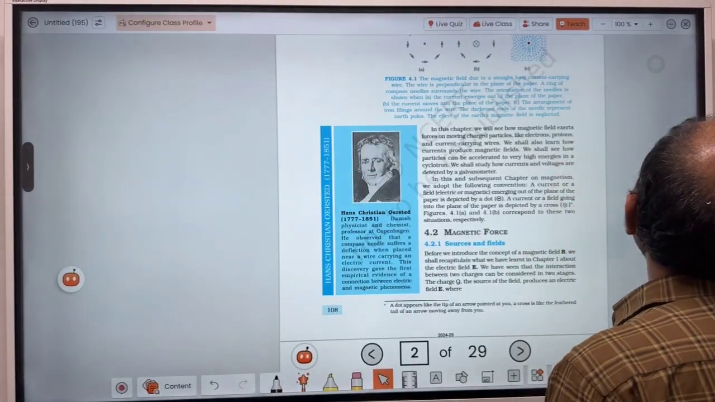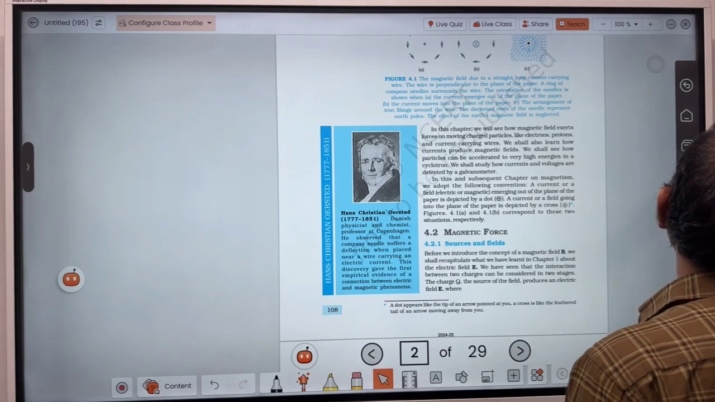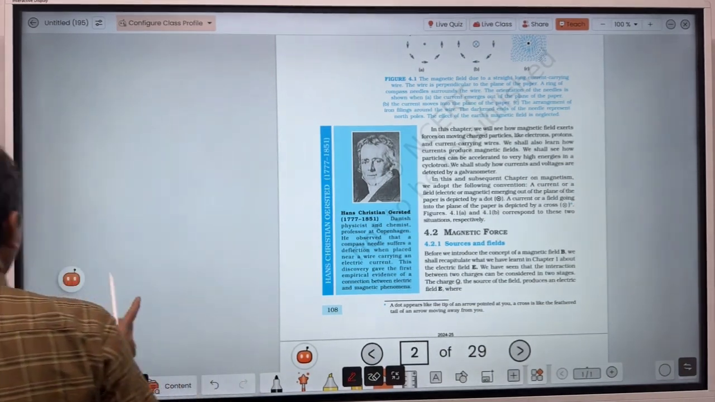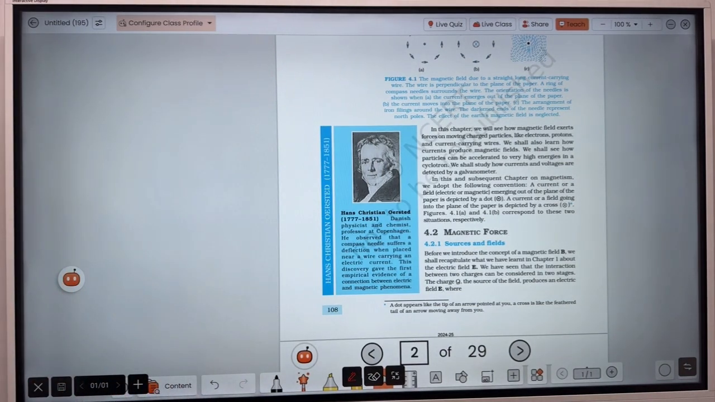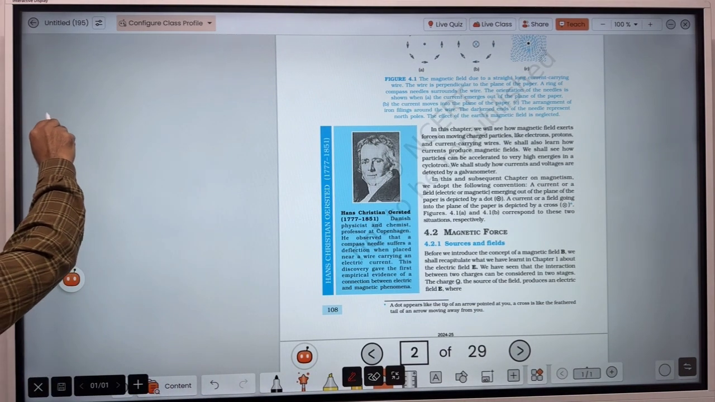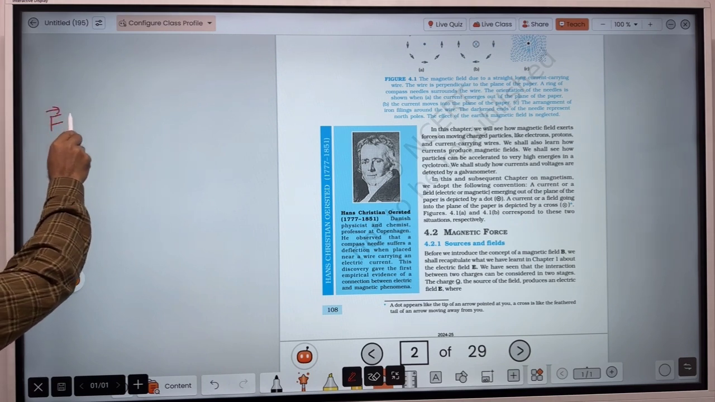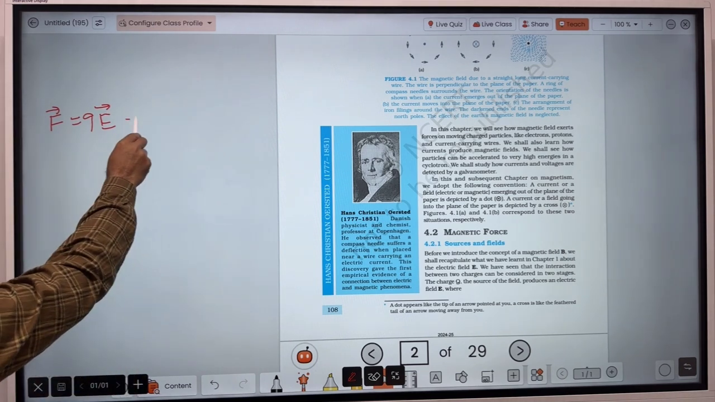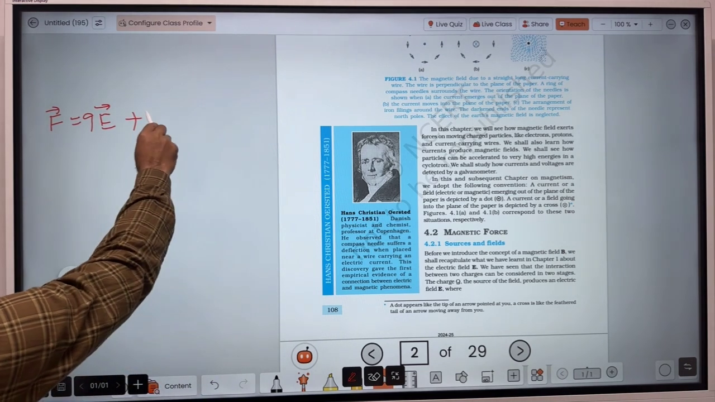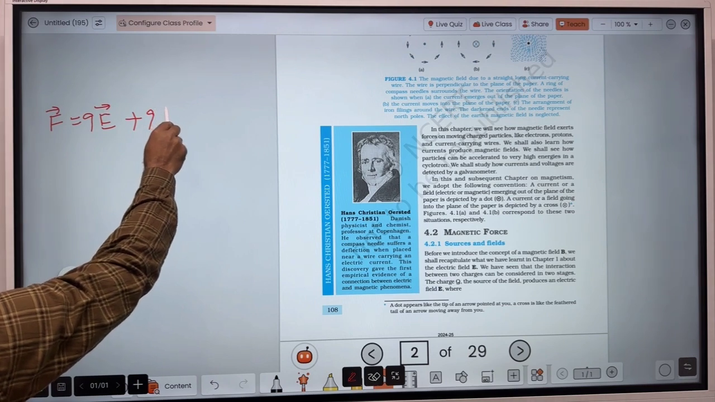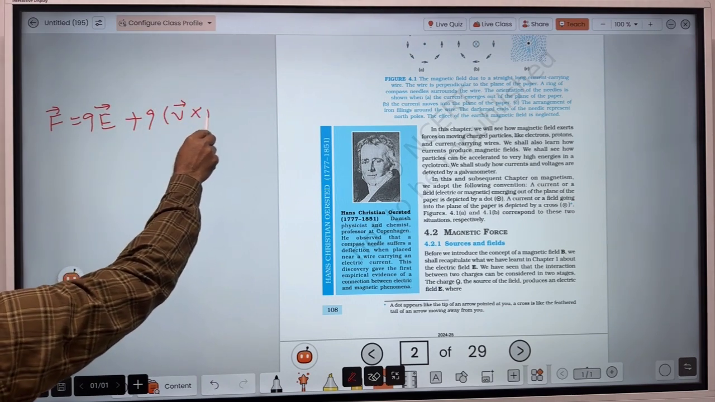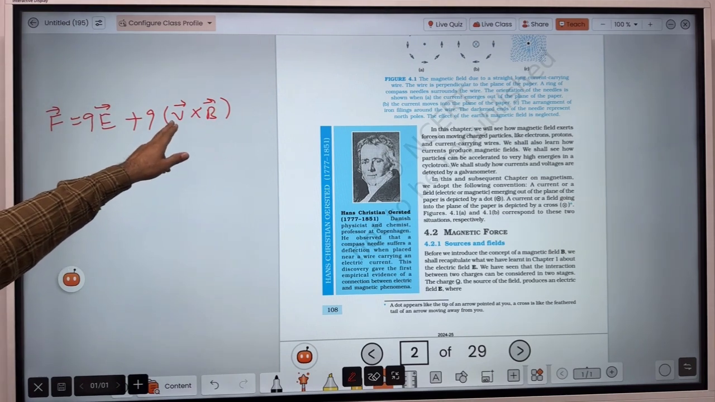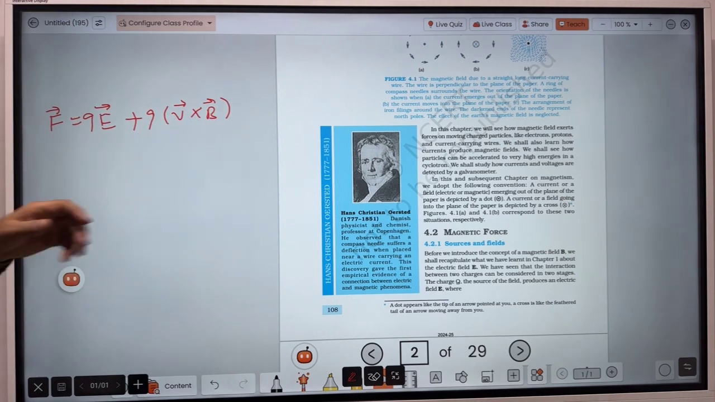Now we are going to see what is the force on a charge that moves in the combined effect of electric field and magnetic field. So here we write force equal to QE if the charge moves in an electric field. If there is a magnetic field also, in that case the force will be QV cross B, where B is the magnetic field and V is the velocity of the charge.